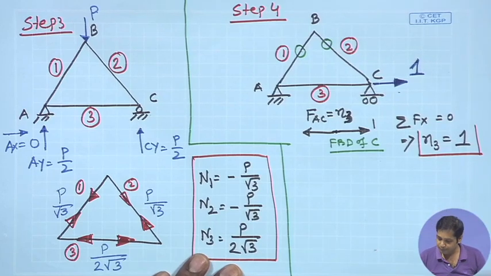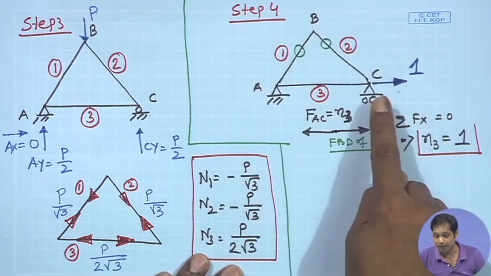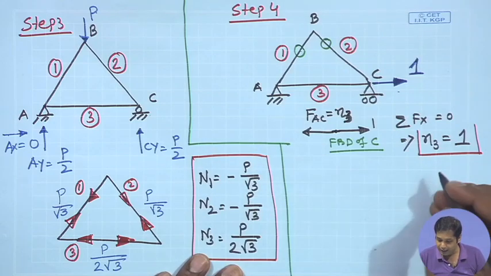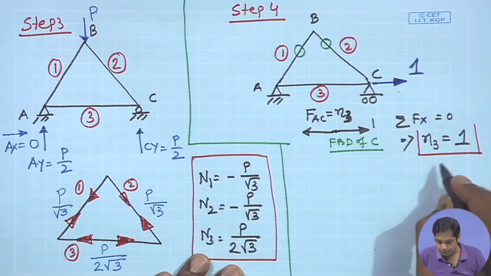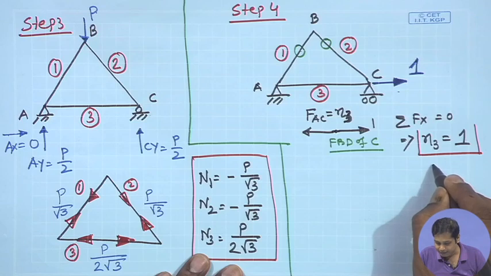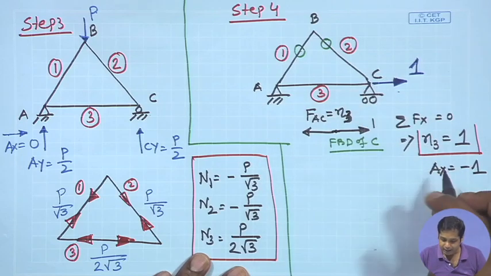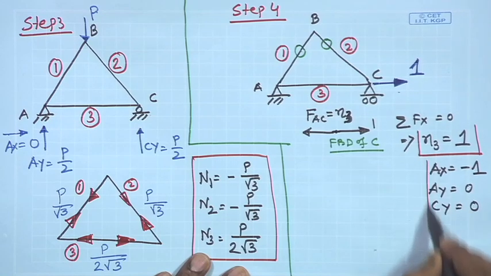N3 is equal to 1. Now, if we draw the entire free body diagram of the entire structure and apply the summation of Fx is equal to 0, we will get Ax is equal to minus 1. And then Ay is equal to 0 and Cy is equal to 0. We can get it, please check this.